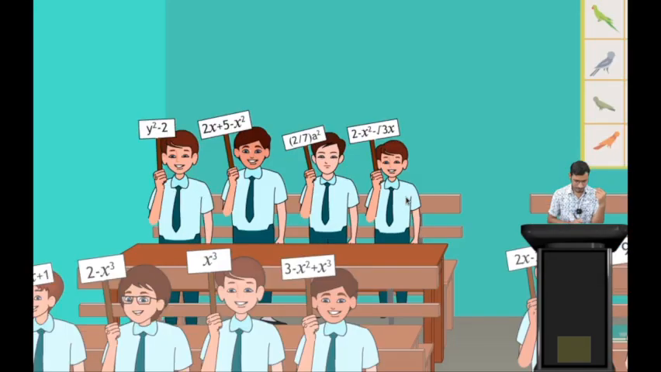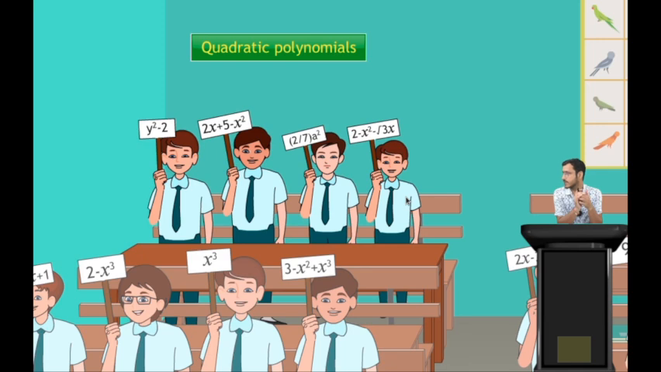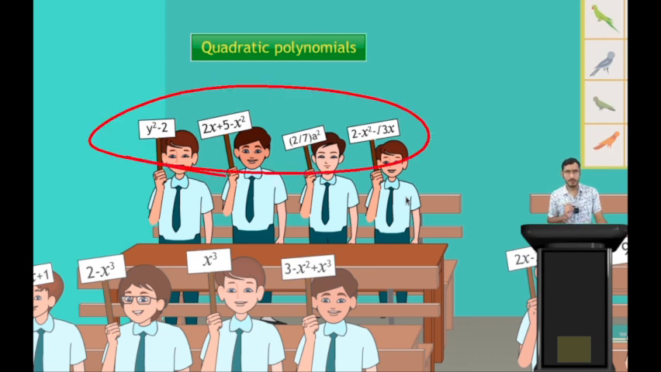Now here you can see the power of the variable is 2: y square minus 2, 2x plus 5 minus x square, 2 by 7 a square, and 2 minus x square minus root 3x. So here all are quadratic polynomials. Quadratic polynomial means the degree is 2 here. You can see the highest power of the polynomial is 2.